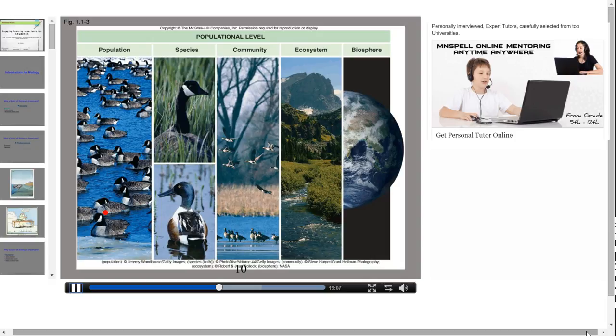Population level. We have a small population of particular ducks or a particular species, which forms a whole community, and they are seen within a particular ecosystem, and they form a part of the big biosphere. Just humans, every single living thing, including the humans, the small bacteria, viruses, plants, animals, are all a big part of the whole biosphere.